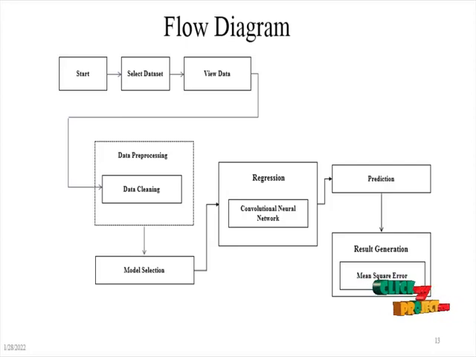In model selection we need to choose the independent variable and dependent variable, and in the dependent variable we need to consider our target value, like our main features, and then we have to split our dataset into training dataset and testing dataset. Then we have to directly apply the inputs into the convolutional neural network regression algorithm. In that we have to find the prediction of the mean square error value.